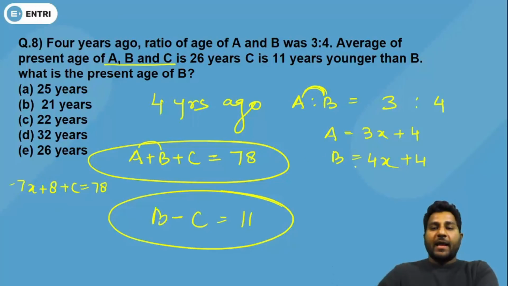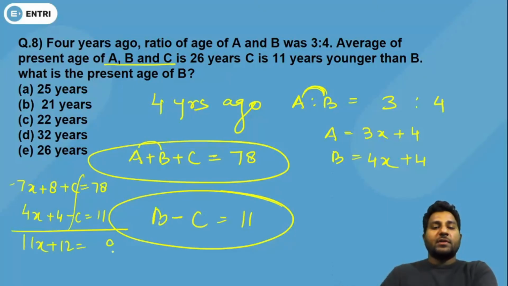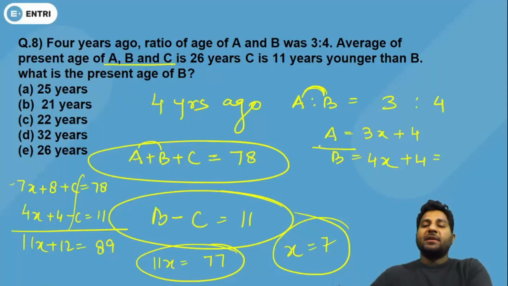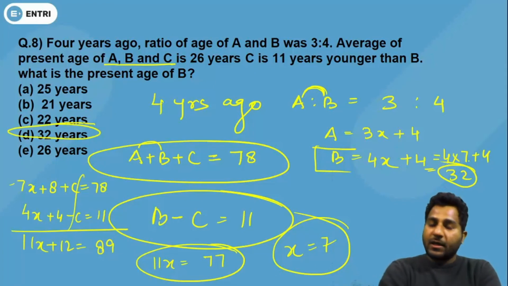Just watch it carefully. Here it will become 4x plus 4 minus C is equal to 11. Let's add both equations to eliminate the value of C. Now we are getting 11x plus 12 is equal to 98. So 11x equals 77. That means the value of x arrived as 7. Now we need to find the present age of B. Let's substitute it in B: 4 into 7 plus 4. That means 4 7s are 28 and 4 is 32. Option D will be the correct one.